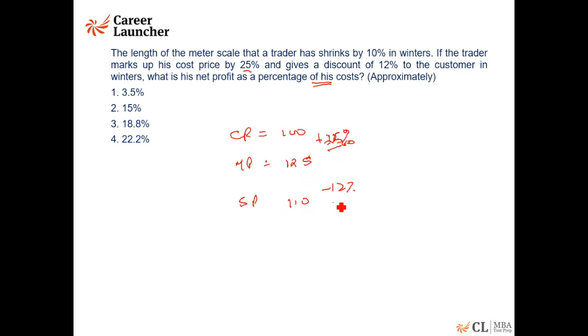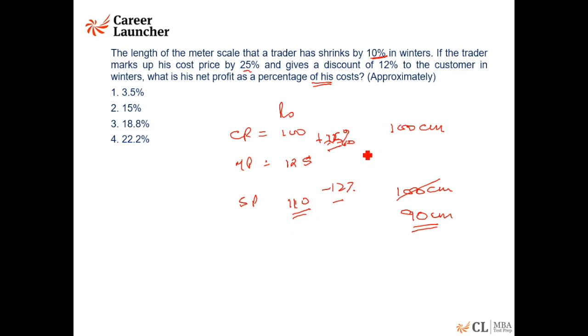As I said, A plus B plus AB by 100 will be a net increase of 10%. So selling price is 110. If cost price is 100 rupees for 100 centimeters or 1 meter, I am saying cost price is rupees 100 per meter. What happens in winters? It shrinks by 10%. So selling price is 110 rupees for 100 centimeters, right? But if it is shrinking by 10 centimeters, the shopkeeper will not give 100 centimeters, he will give 90 centimeters. So the selling price is 90 centimeters for 110 rupees.